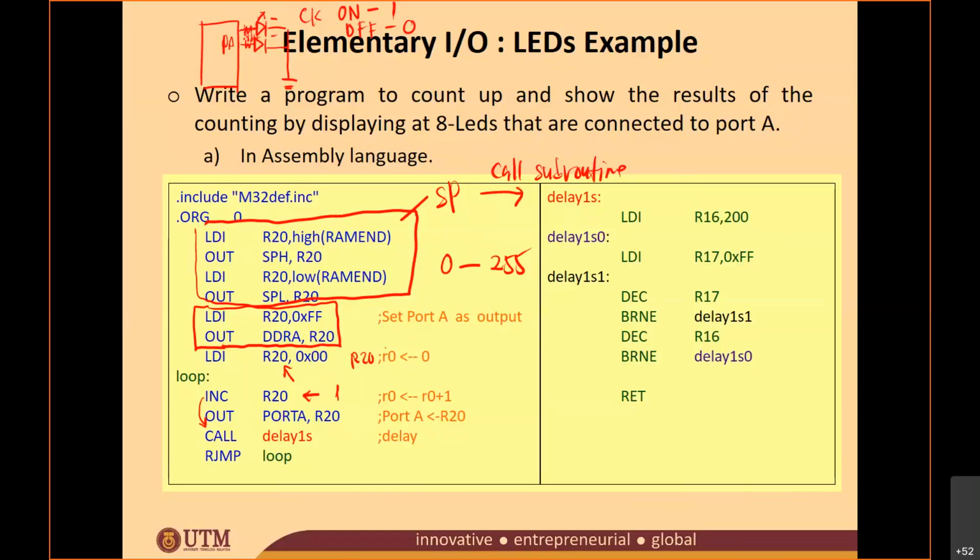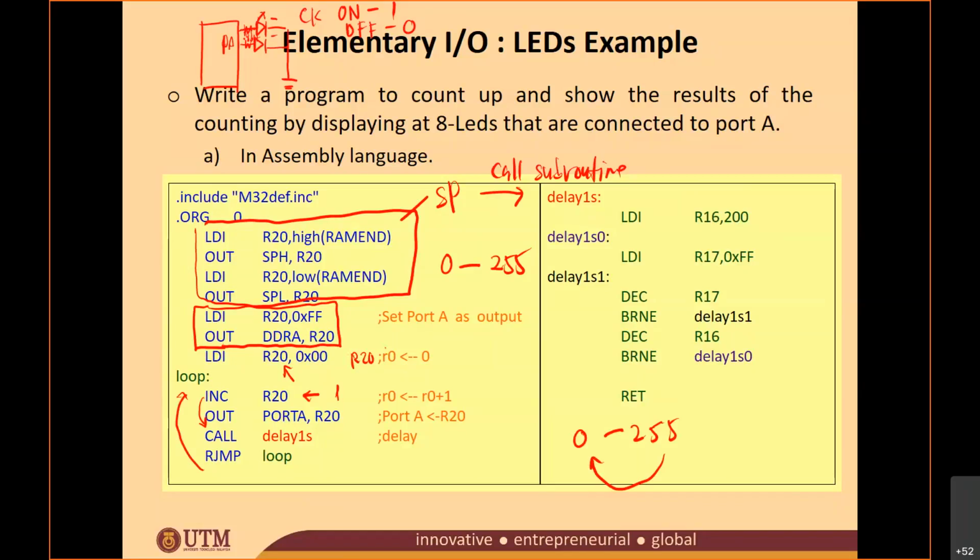And then you call the delay of 1 second. Why do you call the delay of 1 second? Because you are going to see the changes from count number 0 to count number 1 to count number 2 and until 255. And then use a jump. This one here jumps to loop because we are going to do it continuously. It means that from 0 until 255, and then after 255, it will go back to 0. So this is how you are going to write in assembly language.